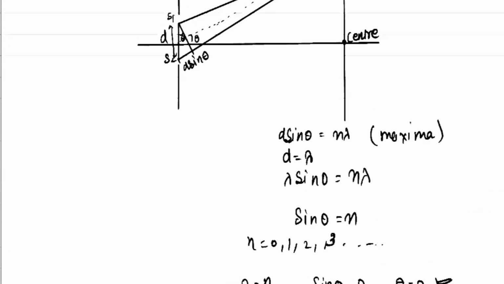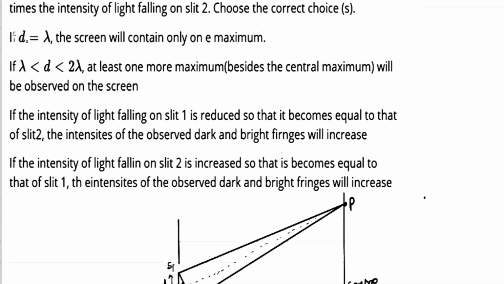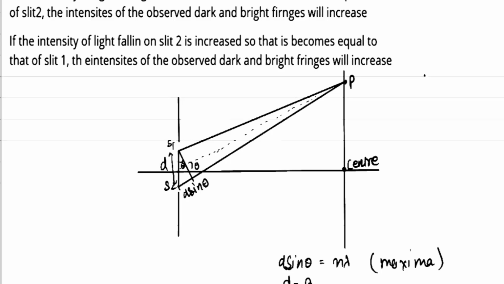So the option said if d equals lambda, the screen will contain only one maxima. So this is correct. The maxima is at theta equals 0 degree only.